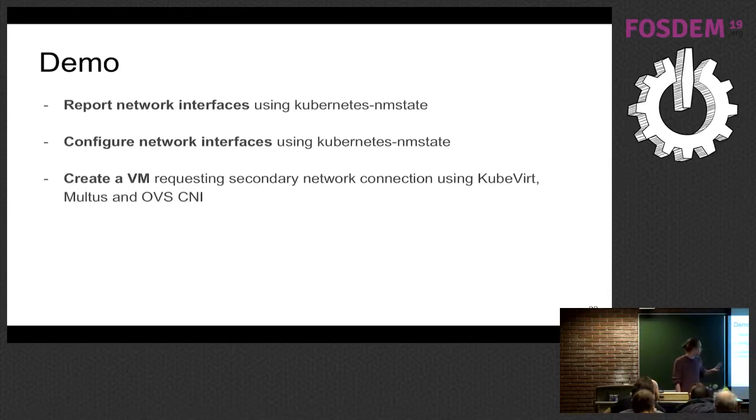And just briefly, KubeVirt is an add-on for Kubernetes that allows you to run virtual machines side by side with your pods, so you use the same infrastructure to handle both VMs and containers. And then Multus is a networking plugin in Kubernetes that allows you to connect your pod to multiple networks. And finally, OVS CNI is a networking plugin that connects your pod to an OVS bridge.